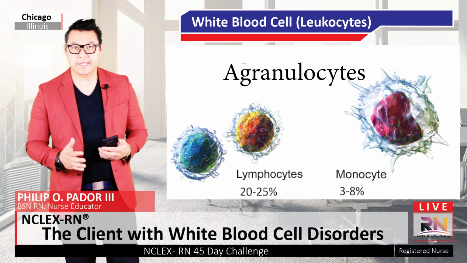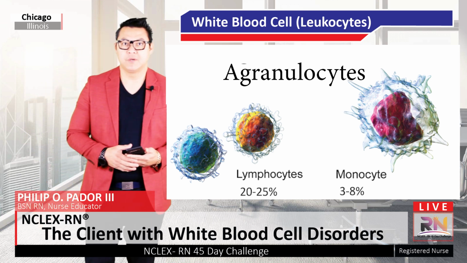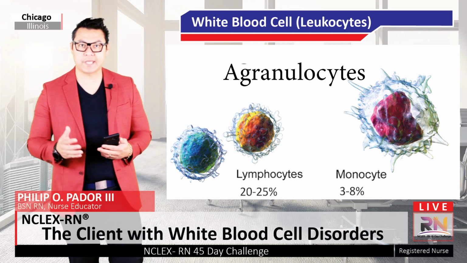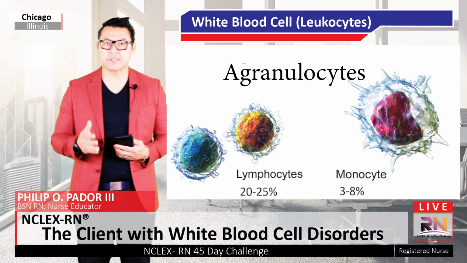Now we can subdivide the agranulocytes into two types. We have the monocytes and we have the lymphocytes. So let's begin by focusing on the monocytes.